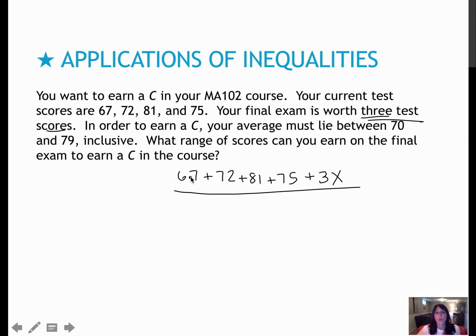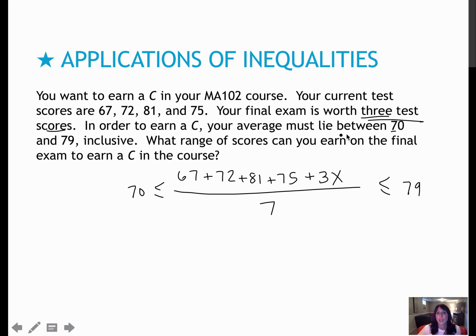And total then there are 1, 2, 3, 4, 5, 6, 7 tests. So there's 4 tests plus 3 times another. So really that's divided by 7. To earn a C, I have to lie between 70 and 79. So 70 is less than or equal to all of that is less than or equal to 79.